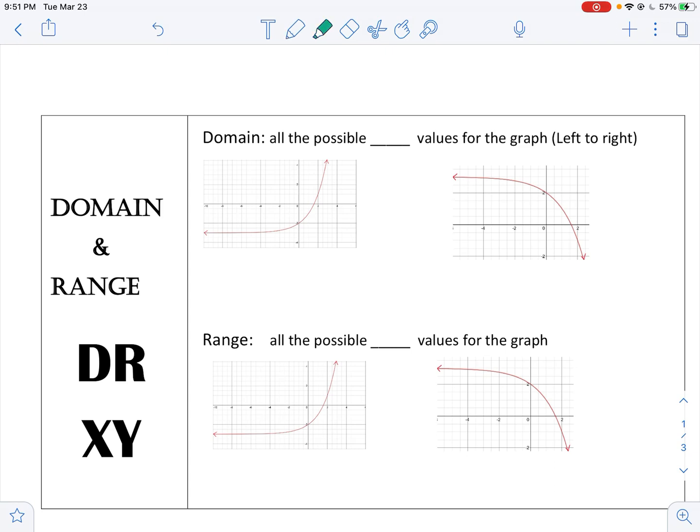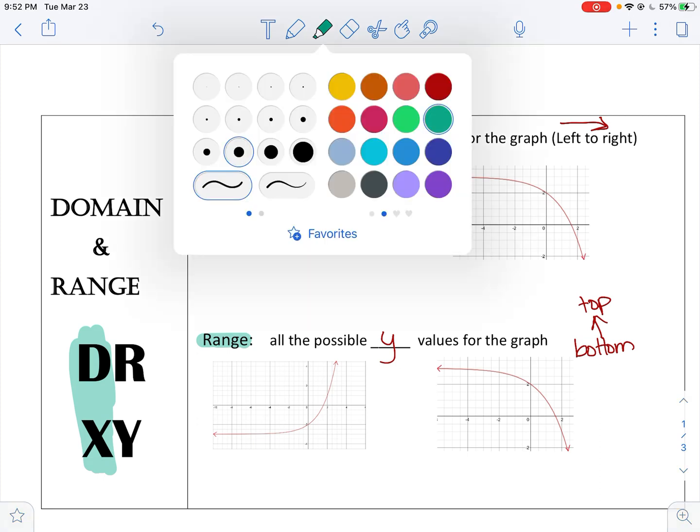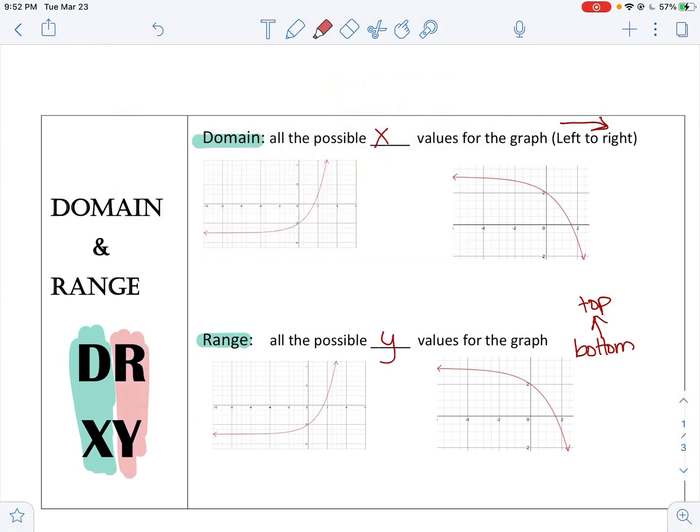So domain is all possible x values for the graph. We read it from left to right. The range is all possible y values. We read that from bottom to top. Okay, so to help us out, we have Dr. XY. Remember the D is over X, so that tells us that domain is our X's. And R is over the Y, which tells us that our range are our Y values.